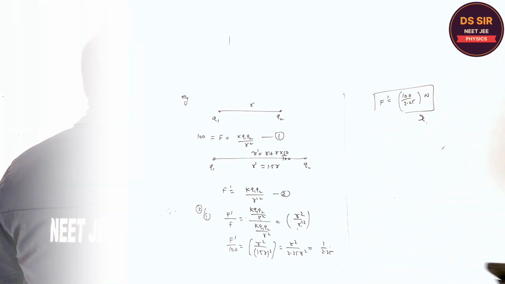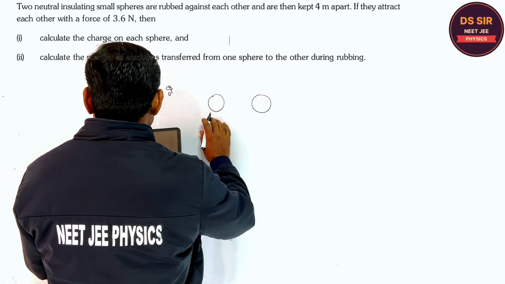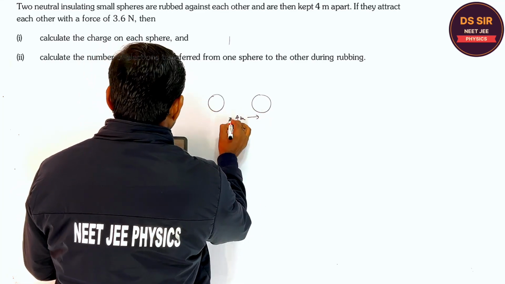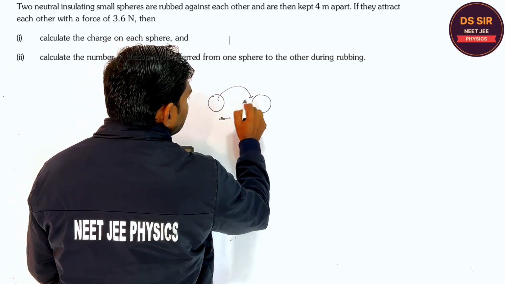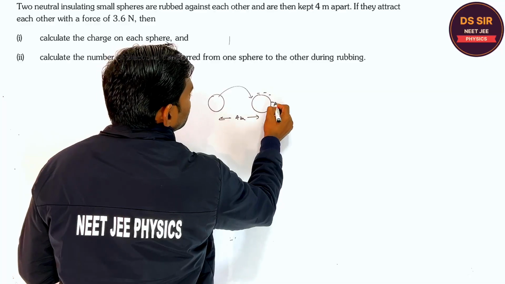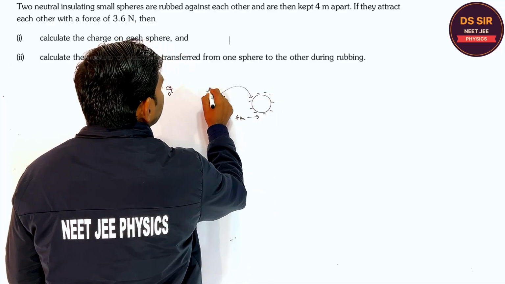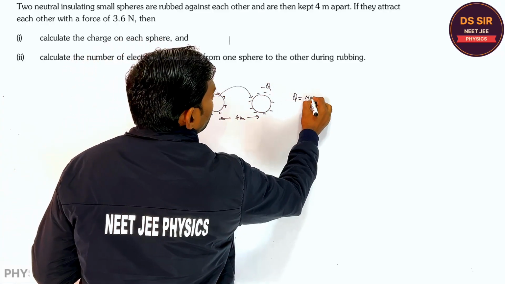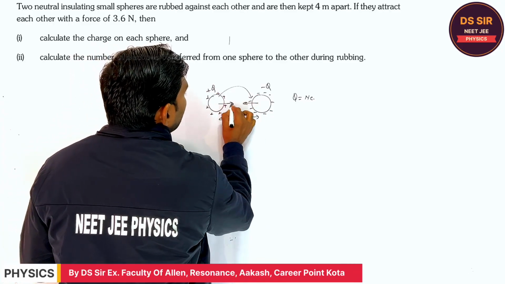Fine. Copy this. So in this question, there were two neutral small spheres. No charge was there. And because of friction, with a 4-meter distance between them, after rubbing, some electrons will transfer from one sphere to another sphere. So the equal and opposite charges, plus q and minus q, will appear, where q is equal to n into e. Is it clear or not? And therefore they will attract.